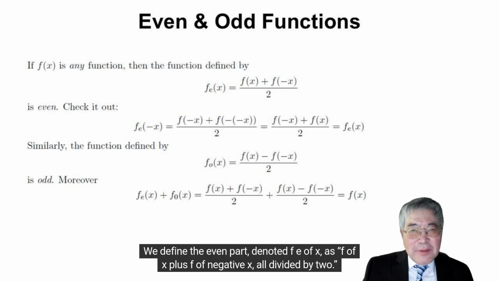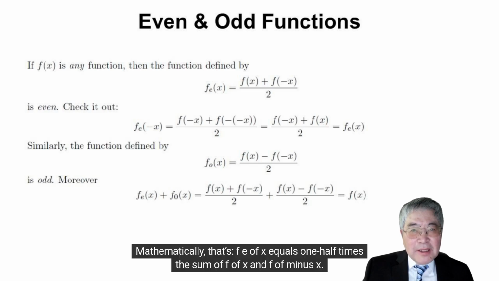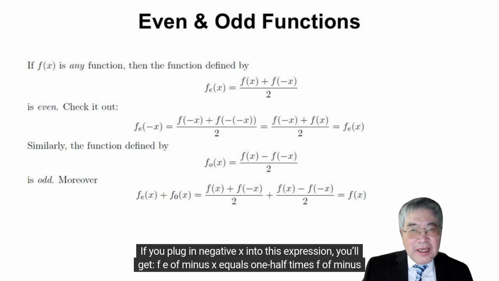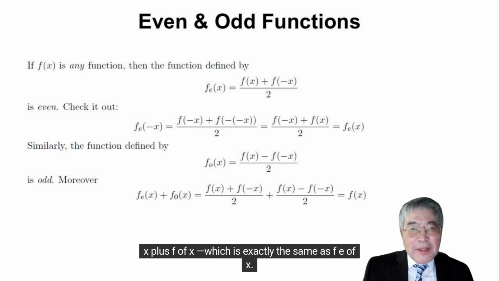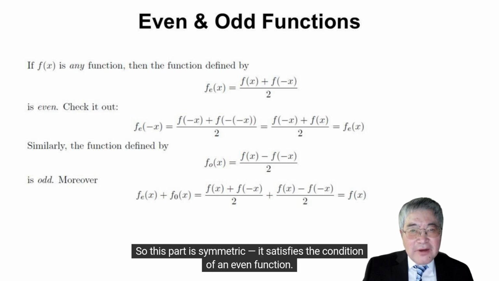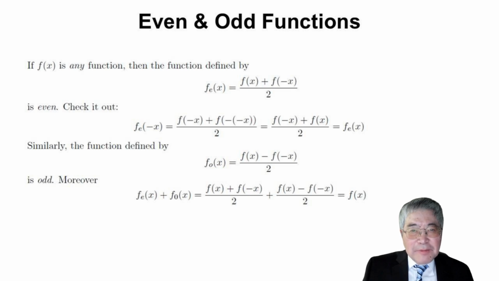We define the even part, denoted fe of x, as f of x plus f of negative x, all divided by 2. Mathematically, that's fe of x equals 1/2 times the sum of f of x and f of minus x. If you plug in negative x into this expression, you'll get fe of minus x equals 1/2 times f of minus x plus f of x, which is exactly the same as fe of x. So this part is symmetric. It satisfies the condition of an even function.